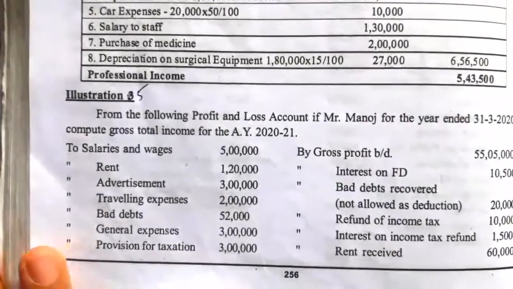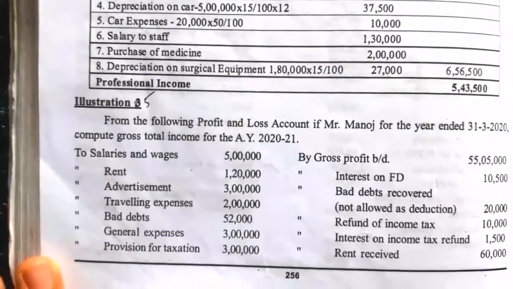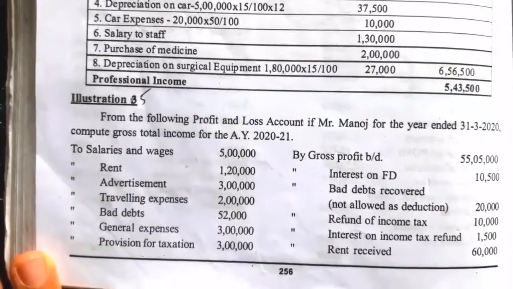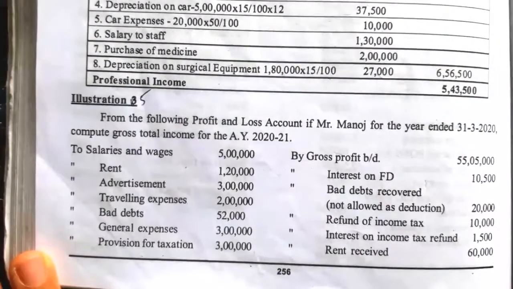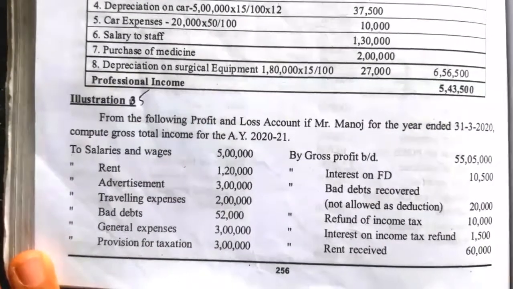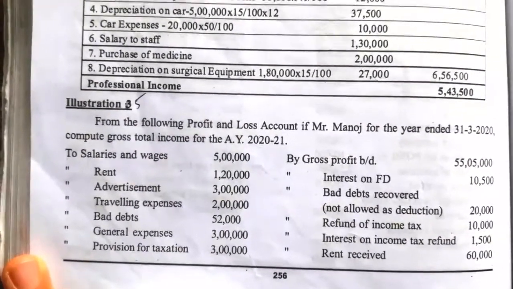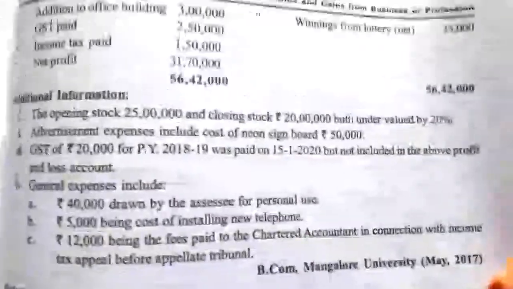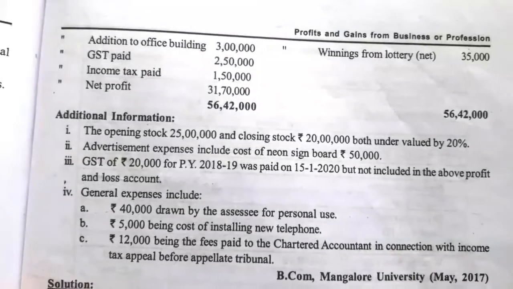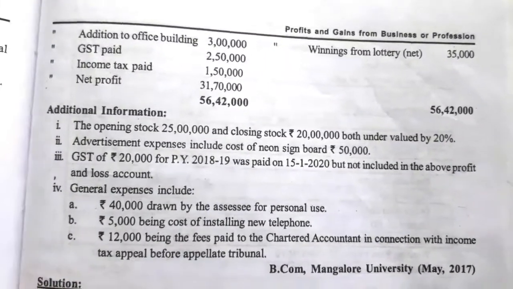On the debit side of the profit and loss account, they have given salaries and wages rupees 5 lakh, rent rupees 1,20,000, advertisement rupees 3 lakh, travelling expenses rupees 2 lakh, bad debt rupees 52,000, general expenses rupees 3 lakh, provision for taxation rupees 3 lakh. Continuing: addition to office building rupees 3 lakh, GST paid rupees 2,50,000, income tax paid rupees 1,50,000.